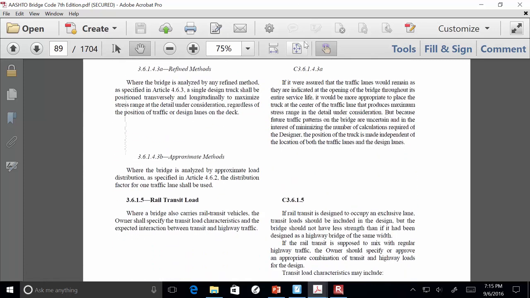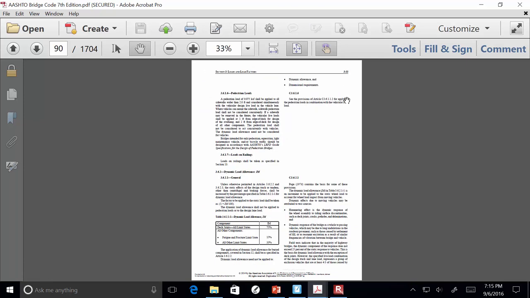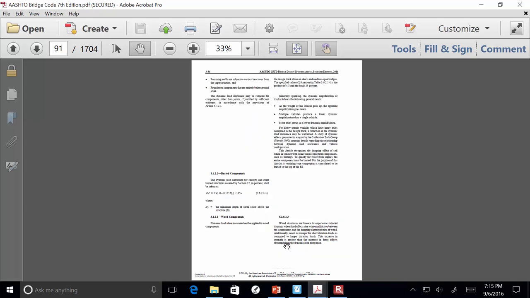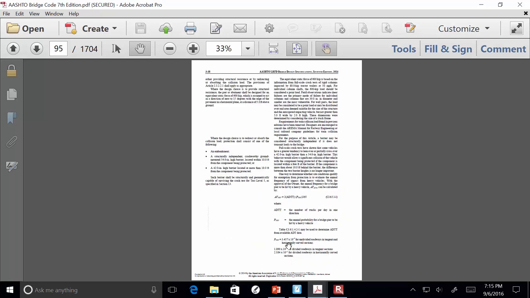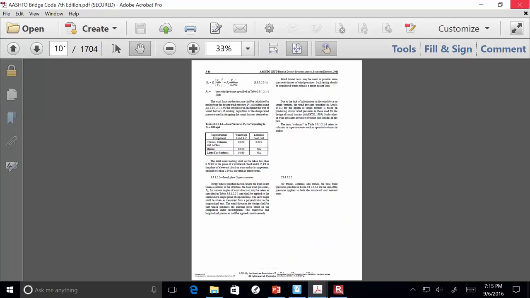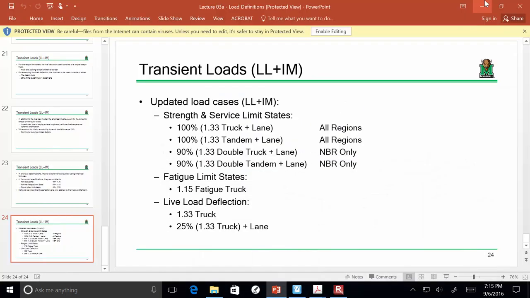Any questions about any of this? I mean, I'm not going to get into rail transit or anything like that. We've got our dynamic impact factors that you see on 3-33. That's pretty much all I really need to talk about for the purposes of our discussion here. Anybody have any questions about any of this stuff, about any of these code provisions?